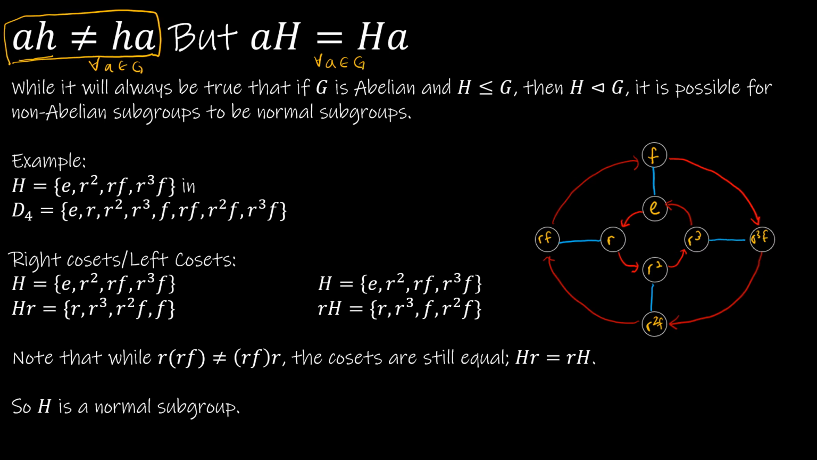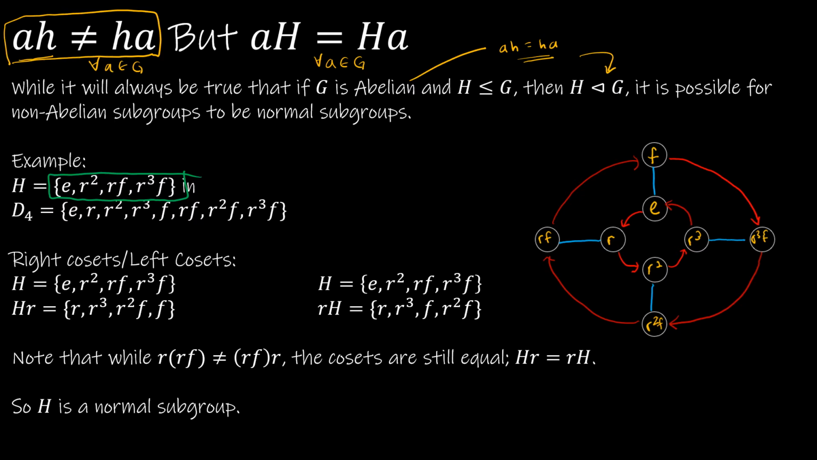So while it's always going to be true that if G is abelian, and by abelian I'm saying that aH equals Ha, if this is true, then we're always going to have a normal subgroup, but it's possible that aH is not equal to Ha, and here's an example of that fact. So we're back in D4. Notice H this time is {e, r squared, rf, and r cubed f}.